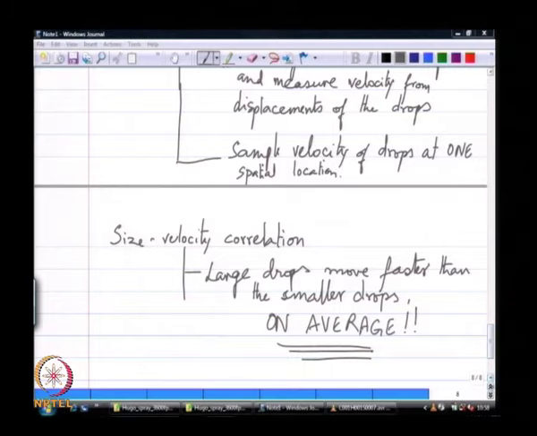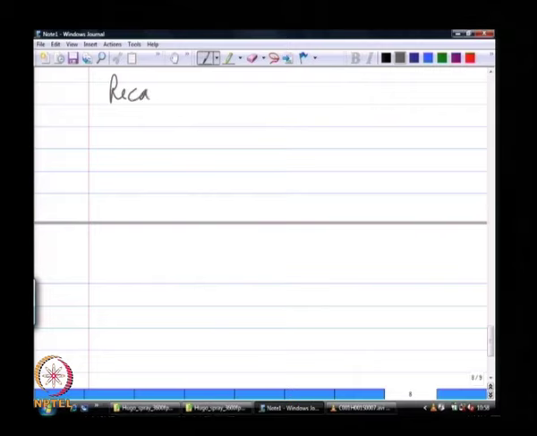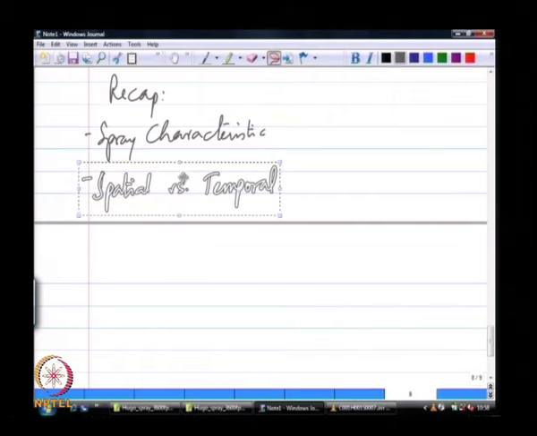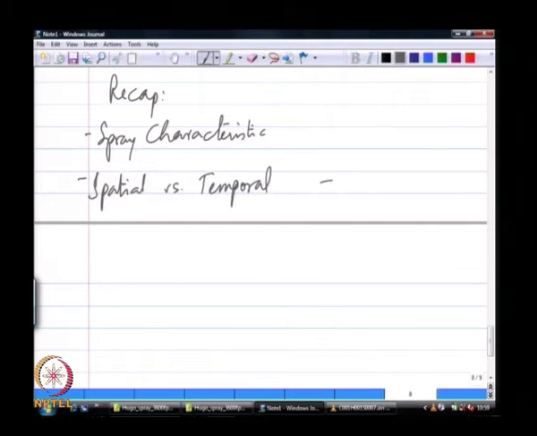Just as a quick recap, we talked of different measures or different characteristics of spray. And then we talked of spatial versus temporal measurements and the equivalence thereof. And then finally, we made the case for a steady spray, what do we mean by steady spray? We will continue this discussion in the next class.